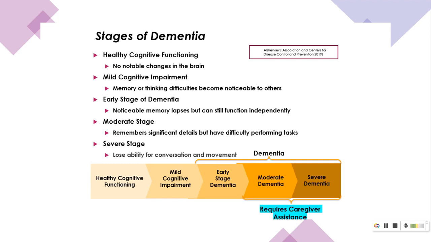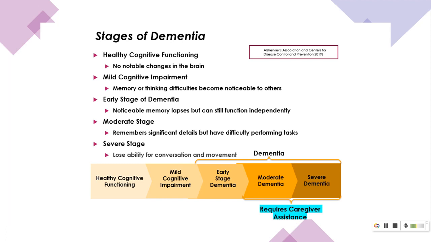Now we're starting to see some more noticeable memory lapses, but the person can still function independently in their home. So having a little bit more cognitive difficulties than the person that would have mild cognitive impairment. There might be some cognitive issues such as a little more trouble with language, might start to see a little increase in some of the behaviors, might have a little more trouble with some of their activities of daily living, like bathing, dressing, and grooming, and things like that. But like we said, they can still function independently.